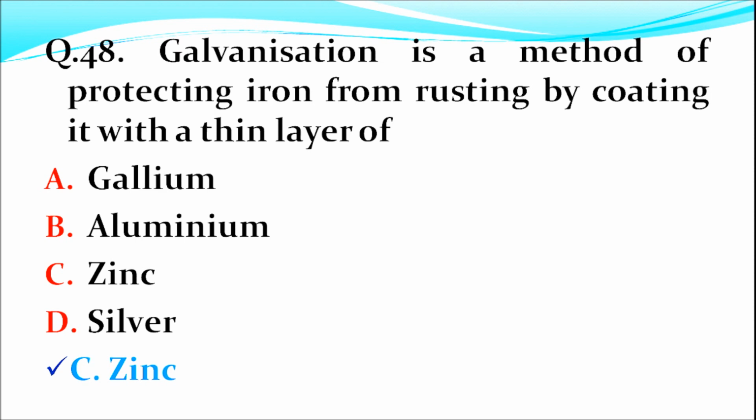Galvanization is a method of protecting iron from rusting by coating it with a thin layer of option A gallium, option B aluminum, option C zinc, option D silver. Correct answer is option C zinc. Galvanization is a method of protecting iron from rusting by coating it with a thin layer of zinc.